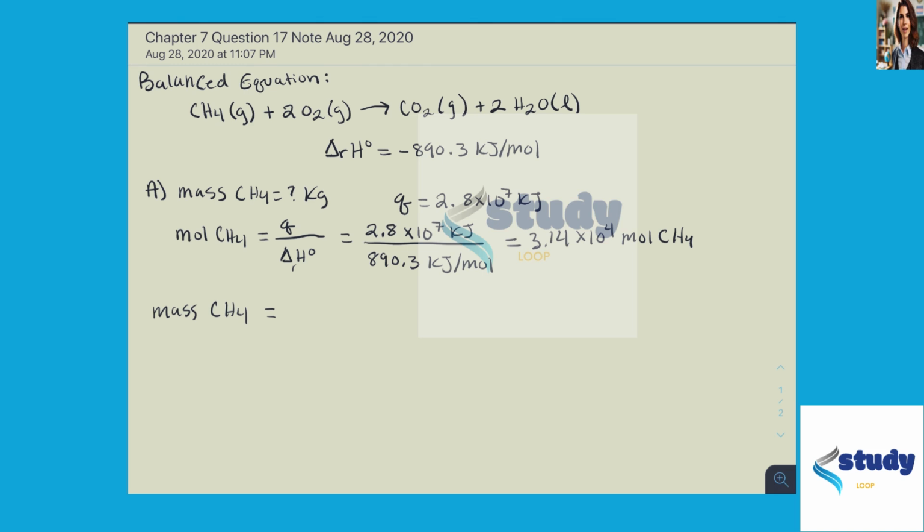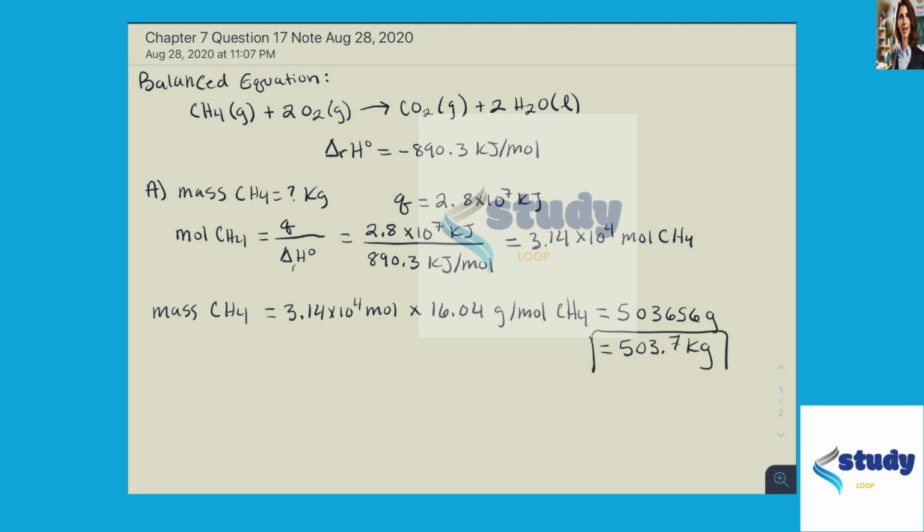So now that we have our moles of methane, we can find our mass of methane. Our mass is just going to be our moles times the molar mass, so 16.04 grams per mole of methane. When we calculate this out, we'll have 503,656 grams of methane. They want this expressed in kilograms, so we're just going to divide this number by 1,000. So it's going to be 503.7 kilograms.